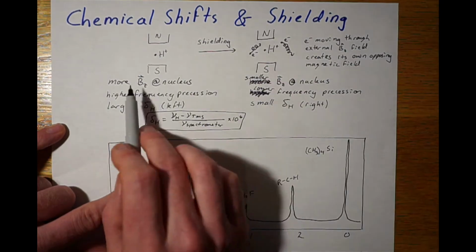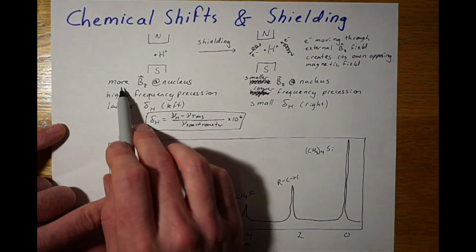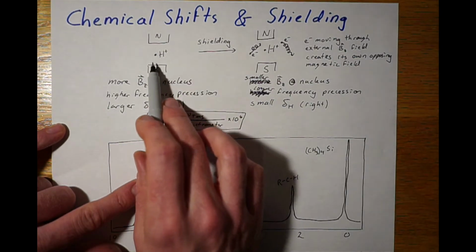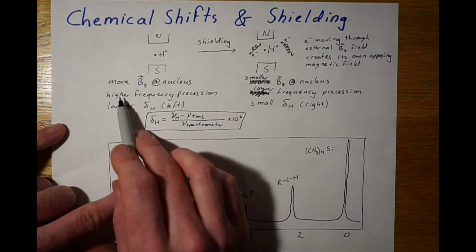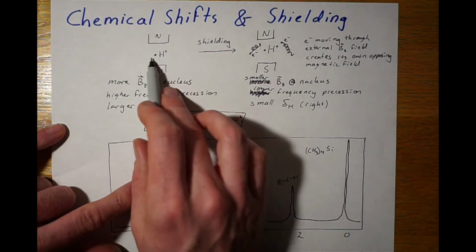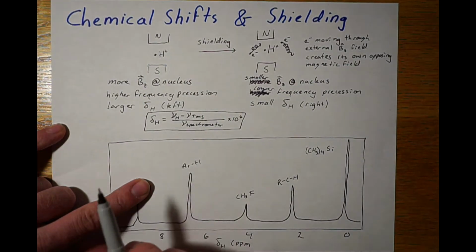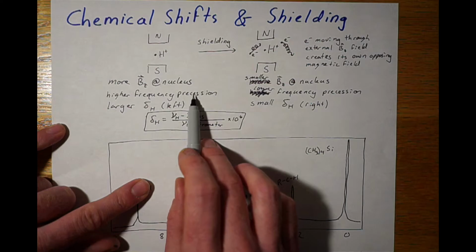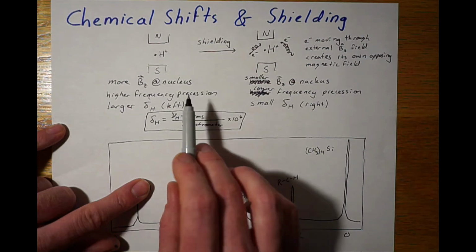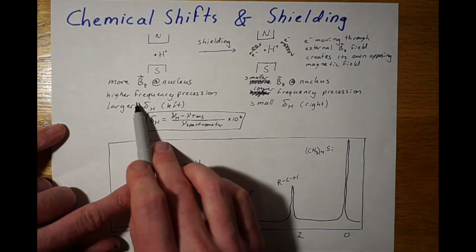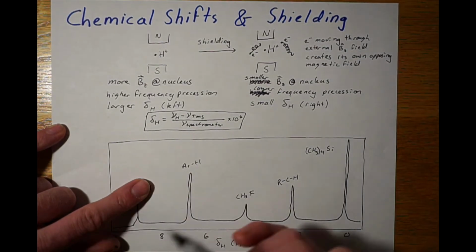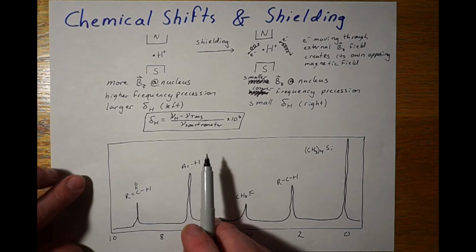When we have fewer electrons, we'll have more magnetic field around the nucleus. Right, this is a bare proton here. Higher frequency precession because we have a greater magnetic field, and precession frequency in that splitting is directly proportional to the magnetic field. And a larger chemical shift, which by convention is to the left.